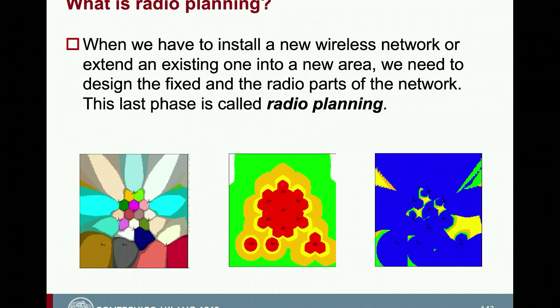What is radio planning? Basically, when we have to install a new wireless network or extend an existing one into a new area, or we want to modify the characteristics of this network, we need to design the fixed and the radio parts of the network. This last phase is called radio planning, and it involves the deployment or the modification of the characteristics of the base stations installed for covering the area.